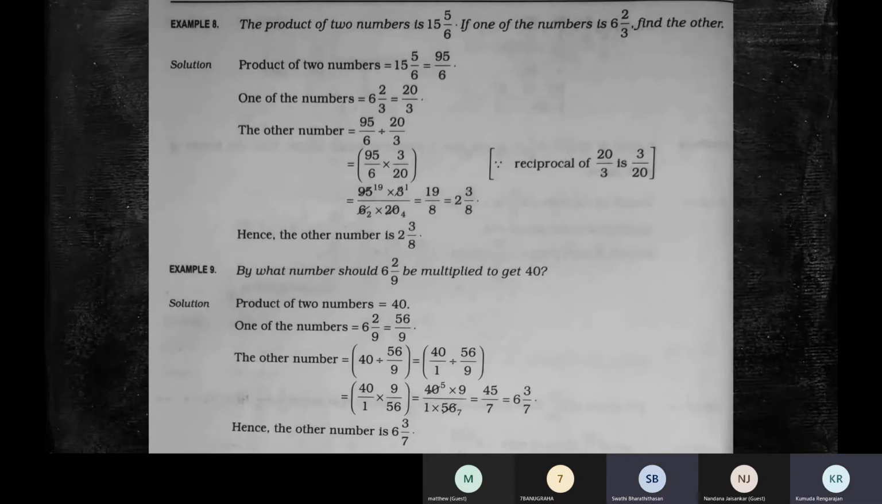By 8, 5 should be multiplied by 8. Now, what are the two numbers in the question? What are the two numbers in the question? 5 and 40. Now the two numbers in the question, 5 and 40. The answer we don't know.